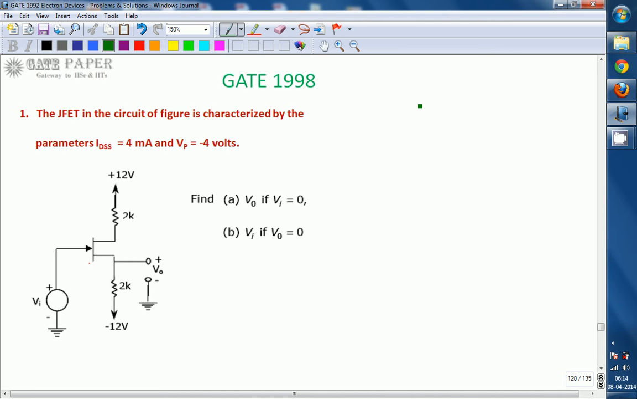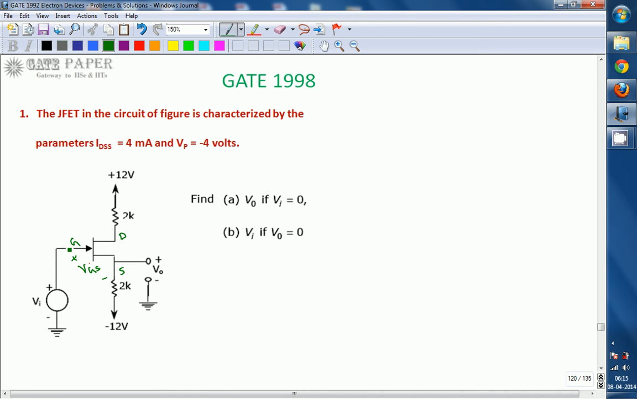The pinch off voltage Vp is minus 4 volts, and it is an N channel JFET. So we can indicate the terminals like this. This is the gate, this is the source, this is the drain, and over here we can indicate VGS as plus minus, but the value of VGS is always negative for the JFET.